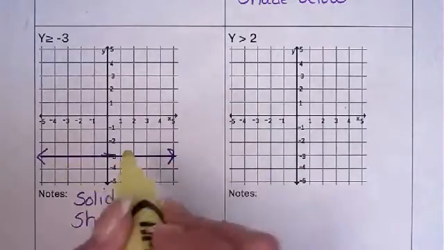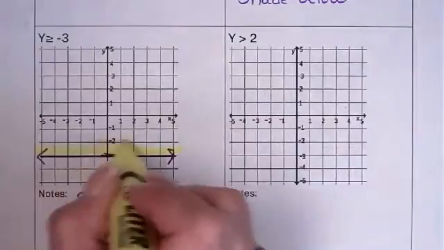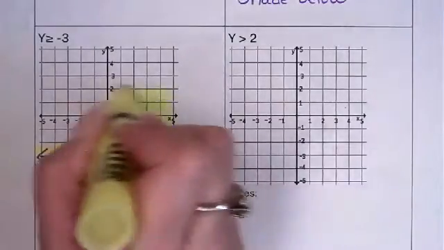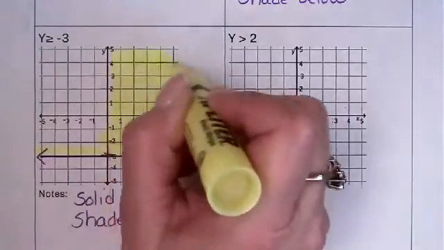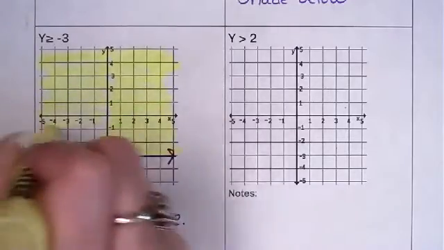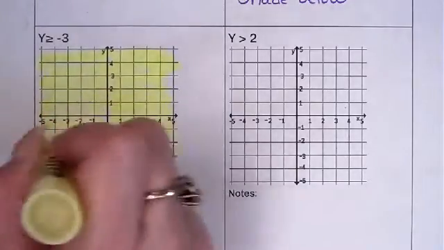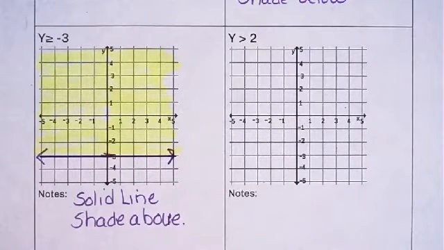I'll grab my highlighter and let's just shade above it, really quick and easy. It doesn't have to be just perfect. You don't want it too sloppy, but it doesn't have to be perfect. Okay, and I'm done. Now let's do our fourth one right here.